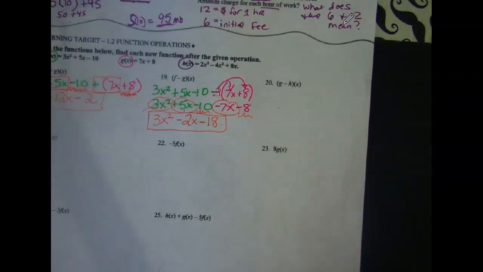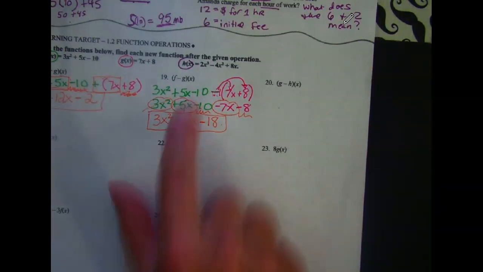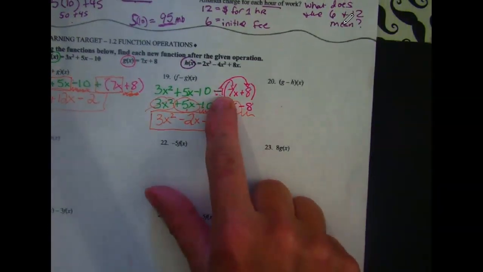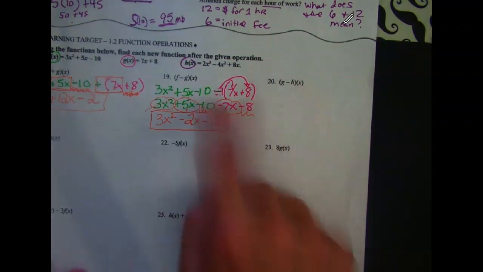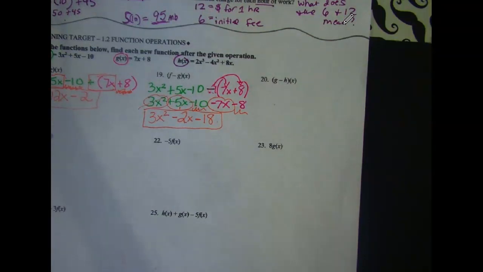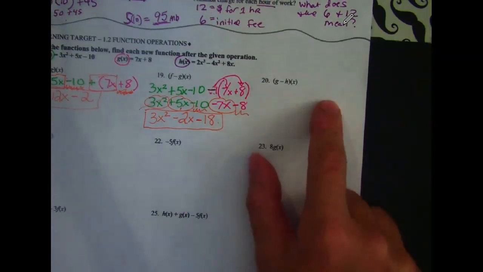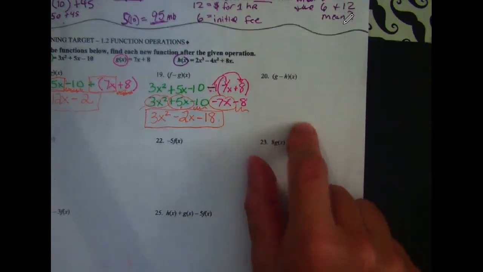All right, I want you to try 20 on your own. It's similar because we have to make sure we are putting the second function in parentheses and that we use the distributive property to flip the signs. So I want you to go ahead and set those up and then solve it and compare your answer.